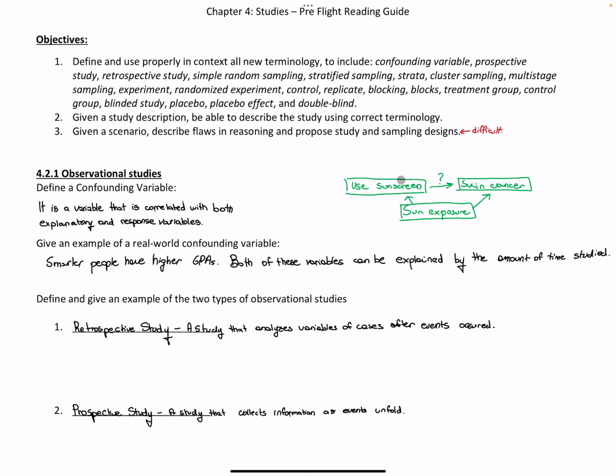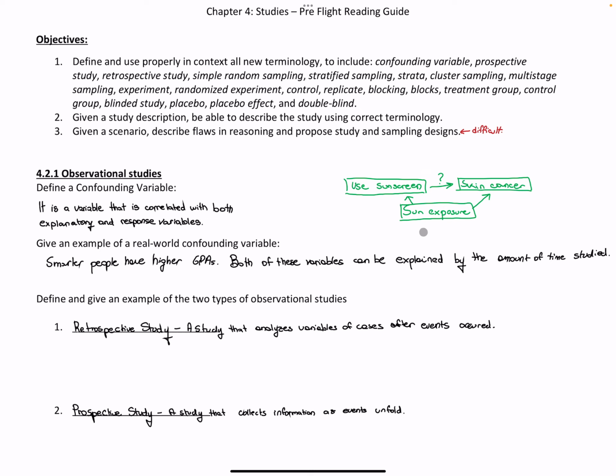So for example, we could have a study that suggests that the use of sunscreen causes skin cancer. Well, would you really think that sunscreen causes skin cancer, or is there some other variable that we're not considering? Perhaps there's a confounding variable that affects both the use of sunscreen and skin cancer, and that is sun exposure. Because if you think about it, people that are more exposed to the sun are more likely to use sunscreen, but they're also more likely to have skin cancer. So this is an example of a confounding variable.